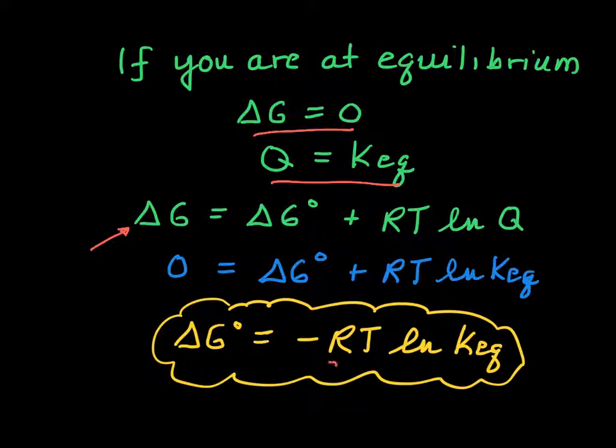So again, R is 8.31 joules per mole Kelvin. Make sure temperature is in Kelvin, and KEQ is your equilibrium constant.